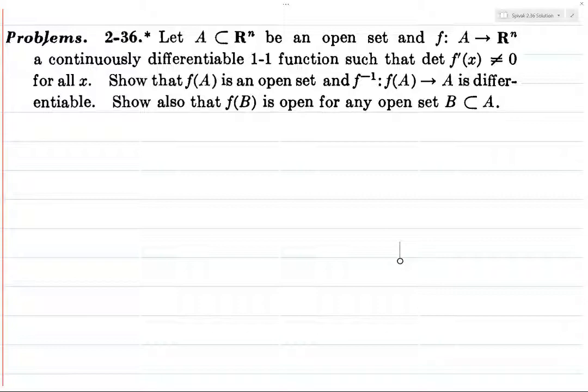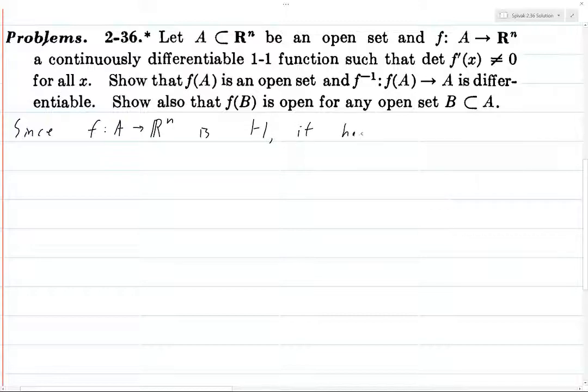Okay, so basically what we're going to do is we're going to prove that we can apply theorem 2-11, the inverse function theorem, at every point in A. So first of all, since f from A to Rn is 1 to 1, it has a unique inverse, f inverse, which goes from f of A to A.